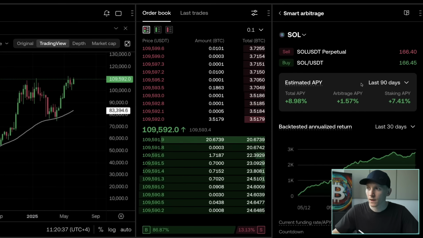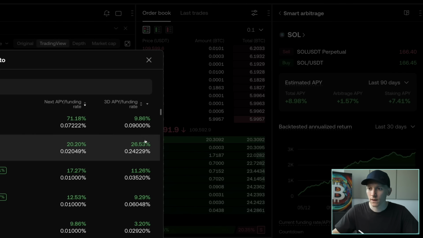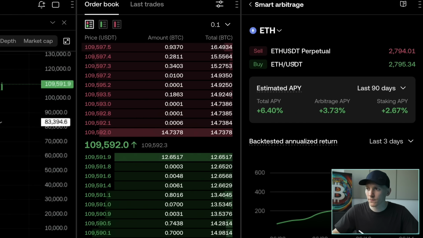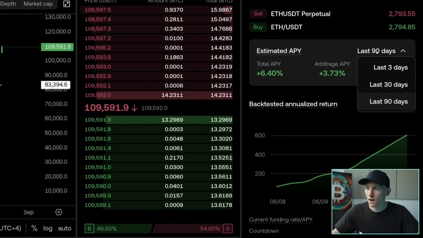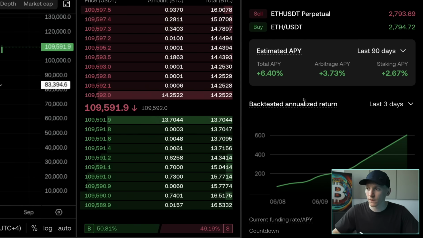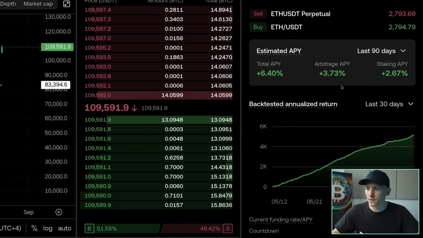So you can see that over time. Let's do a different asset. Let's do ETH here. We'll just see what that is as well. So ETH, and we can see, again, we are buying in the spot market. We're selling the exact same amount in the futures market, in the perpetuals market. Over the last 90 days, you can see what you're getting here. So this is an annualized return, right? But you can see how much you'd actually be making.